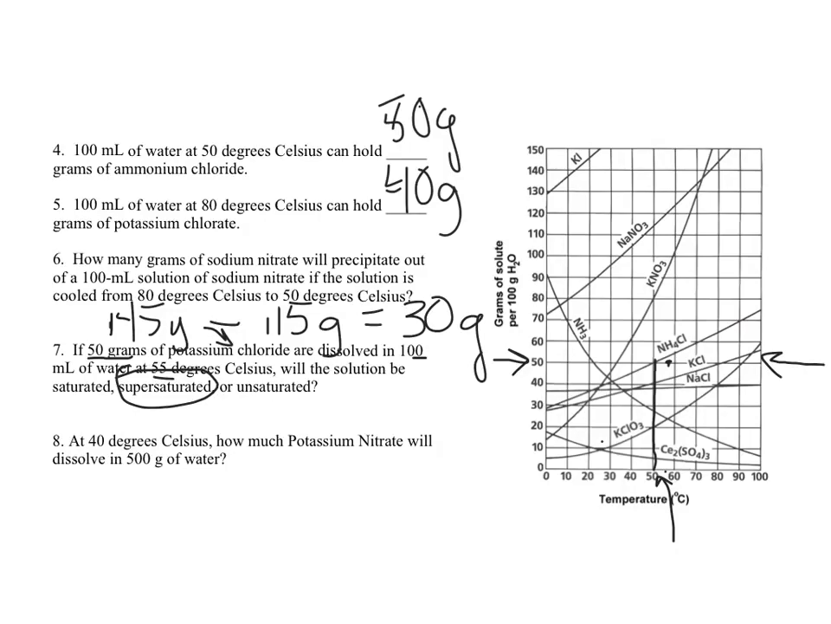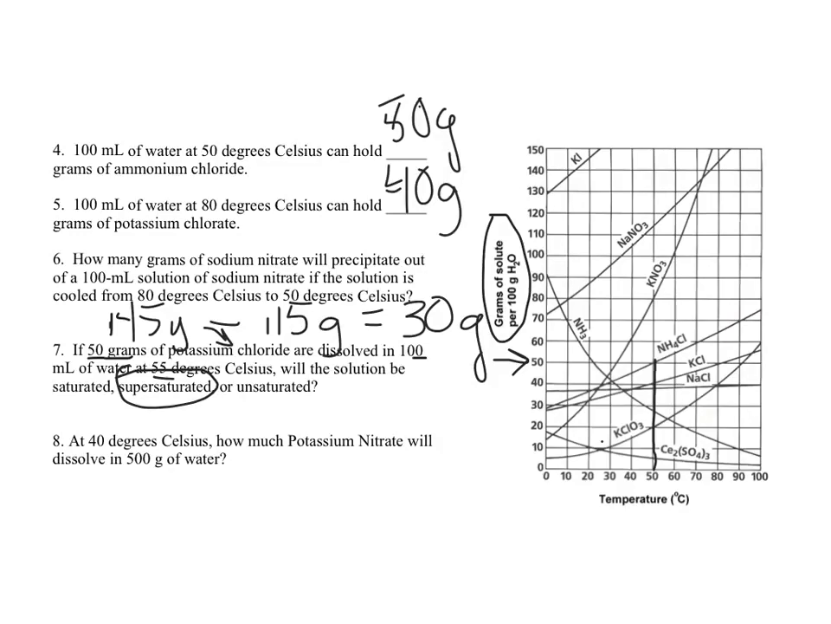And last but not least, question number 8. So we like questions like number 8 because they're essentially as tricky as it can possibly get. The question says, at 40 degrees Celsius, how much potassium nitrate will dissolve in 500 grams of water? So notice this time, all the other times it's always been in 100 grams or 100 milliliters of water. This time it's 500 grams of water. Well, my solubility curve gives me grams of solute per 100 grams, and every graph we give you is always going to be per 100 grams. But the question wants me to know per 500 grams.